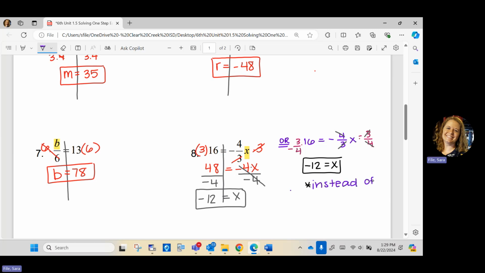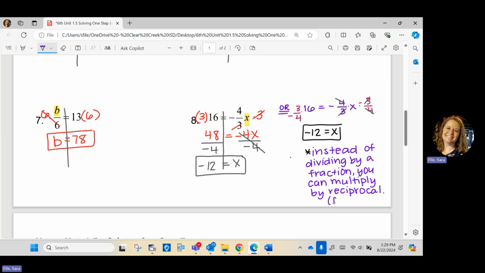Because that fraction is being multiplied by x, instead of dividing by a fraction, you can multiply by the reciprocal. The reciprocal, that's a word that means you flipped the fraction.